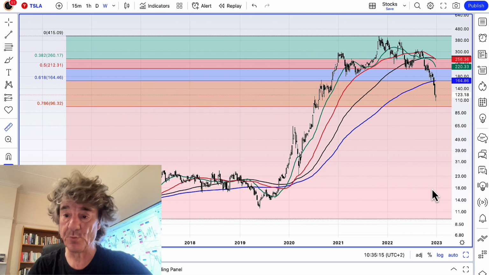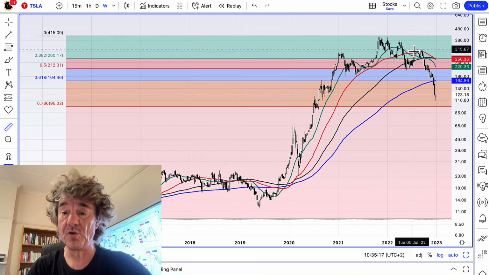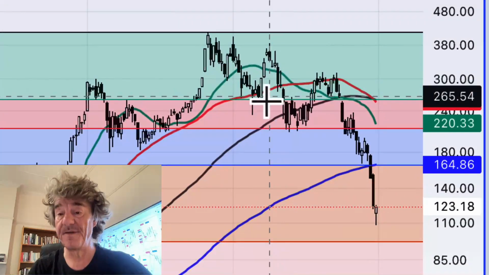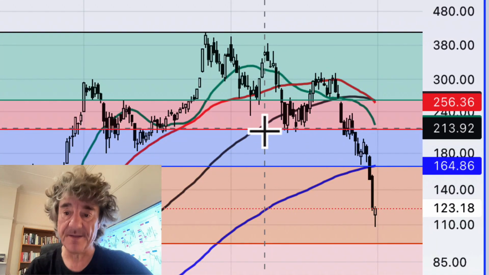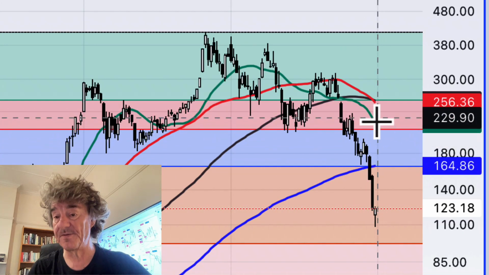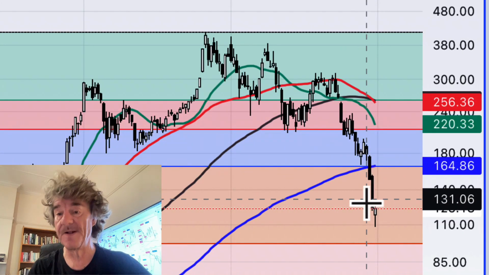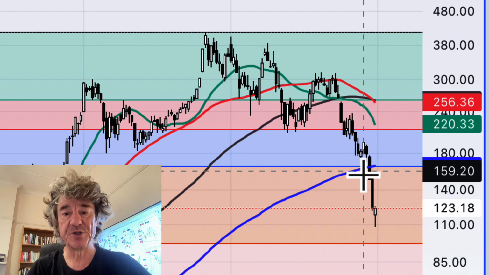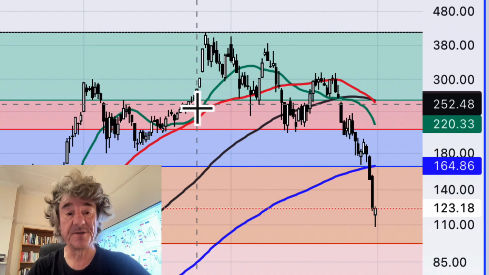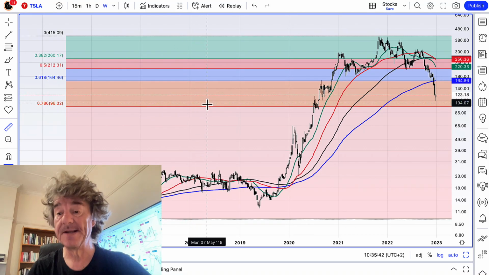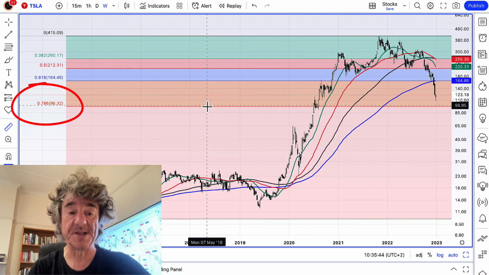So this is a weekly chart. You can see we've broken through all the moving averages. We've got the 20 MA, this green one, crossing down through the 50, the red one, crossing down through the 100, the gray one, and the price, not the 20 moving average, but the price itself, has broken through by quite a long way the 200 week moving average. And we've also broken through all these retracement levels, 38%, 50%, 61.8%. We're heading down towards the 78.6%.